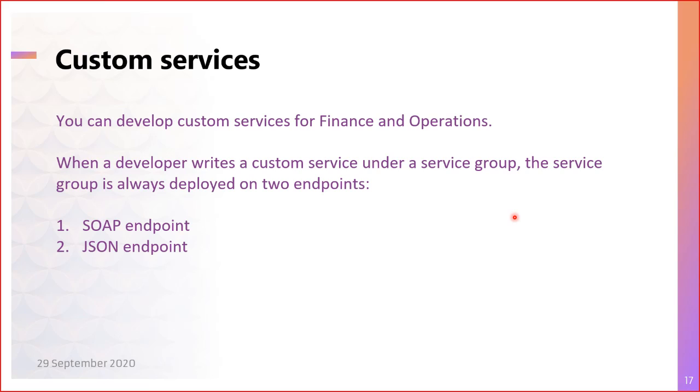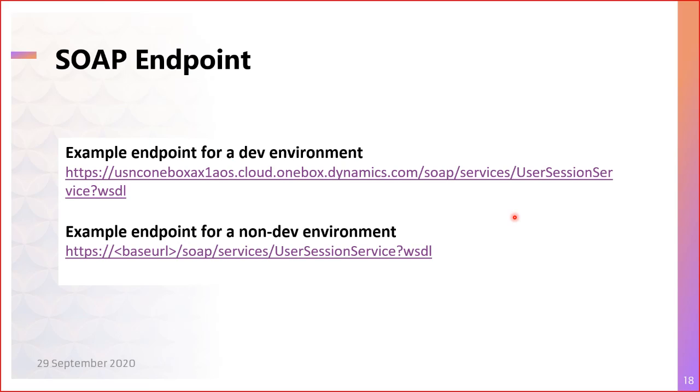Whenever you deploy any custom service, it gets deployed to two endpoints, a SOAP endpoint and a JSON endpoint. There are a couple of examples if you want to see how the SOAP endpoint looks. This is the URL part, https://onebox.dynamics.com. This is the URL of the finance and operations environment. Then we define SOAP and then the services, and this is my custom web service called user session service, and that is the WSDL output file for that particular service.